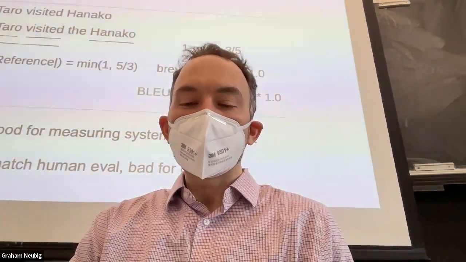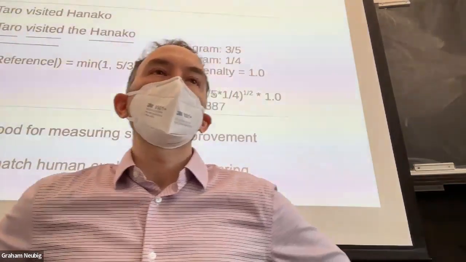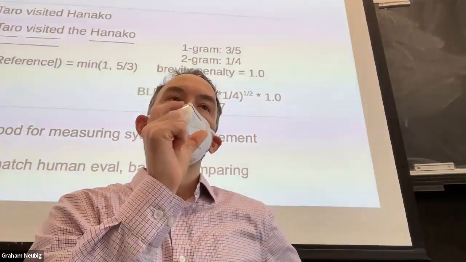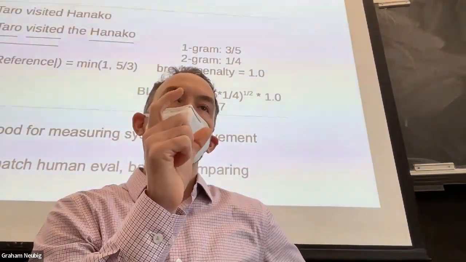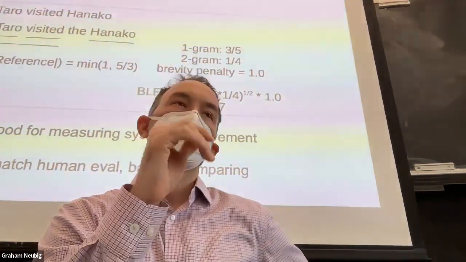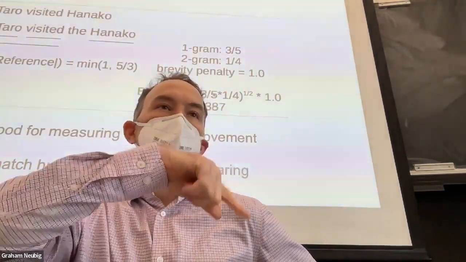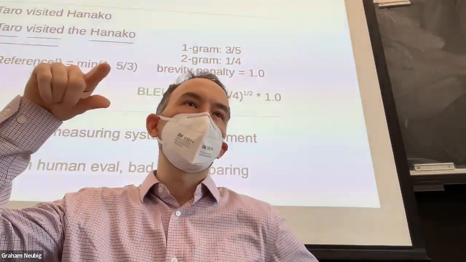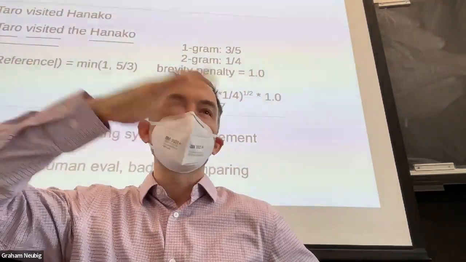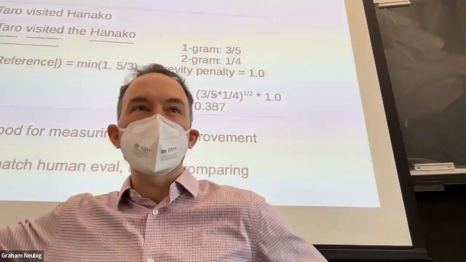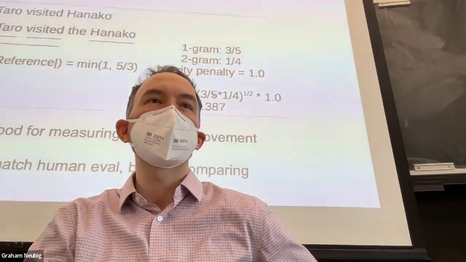So the brevity penalty basically gives you a penalty if your output is shorter than the intended output. So if the reference is like 20 words and your sentence is 15 words, you would get a penalty of about 0.75. It's not exactly just the ratio. It actually drops off faster, but that's the basic idea.